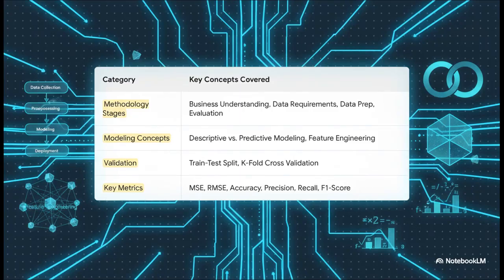Think of this as your final little cheat sheet. We've hit on the big methodology stages, the key modeling ideas like feature engineering, the essential validation techniques you'll be using, and of course, the critical metrics for both regression and classification. It's all about knowing what tool to use and when to use it.